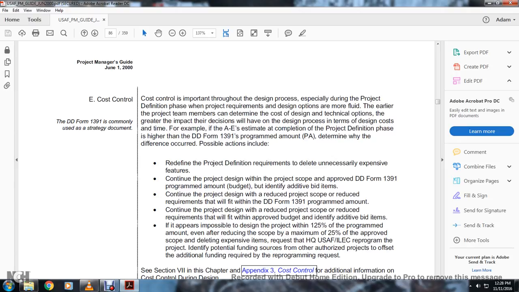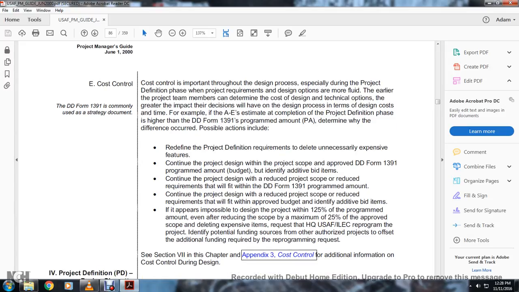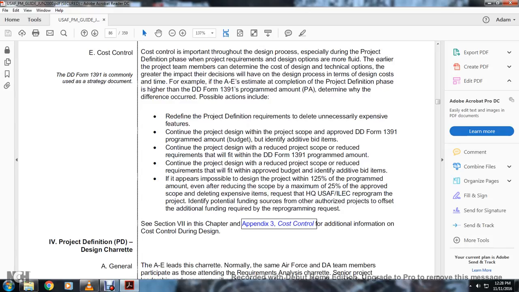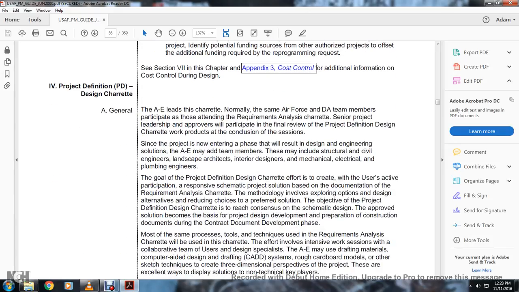We continue with the project design, reduce the project scope with the reduced requirement that will fit in the approved budget, identify the additive bid items, and see if it appears impossible to project the 125% of the programmed amount, even after reducing the scope of the maximum of 25% of the approved scope, deleting expensive items, requesting the headquarters U.S. Army Force Engineering Corps programming that the project identify the potential funding sources for the authorized project, the offset, the additional funding required for the project program request. Section 7 of the Chapter 3, Appendix 3, Cost Control for additional information, cost control design.